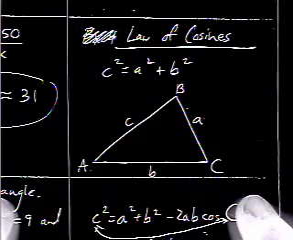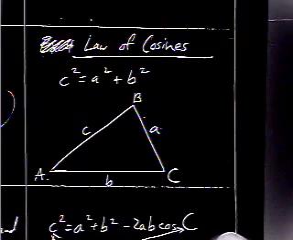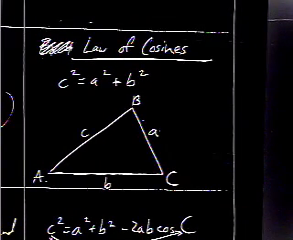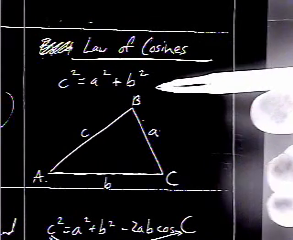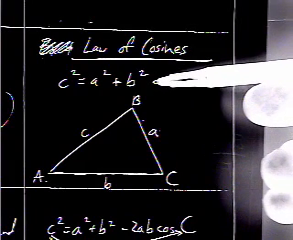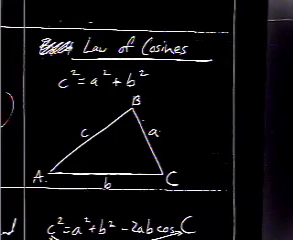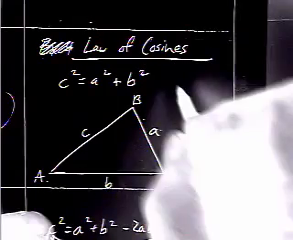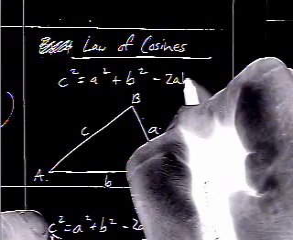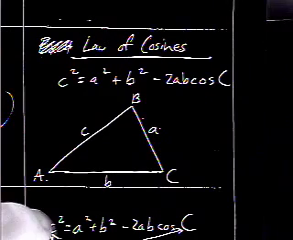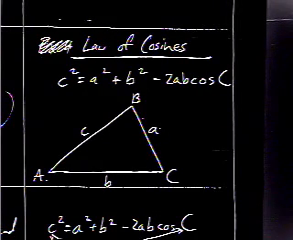Now, the next equation that we're going to deal with is the law of cosines. Well, look at this equation right here. That's not the law of cosines. That's the Pythagorean theorem, right? Well, interestingly enough, the Pythagorean theorem is a special case of the law of cosines because you never saw this extra term sitting there, minus 2ab cosine C. And the reason you didn't see that is because angle C is a 90-degree angle.